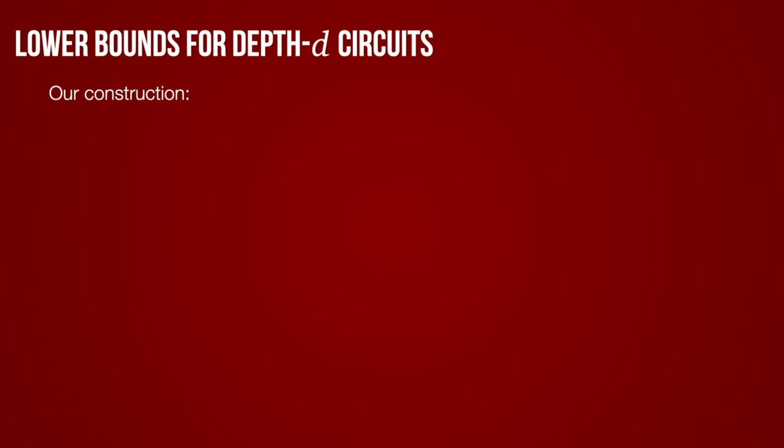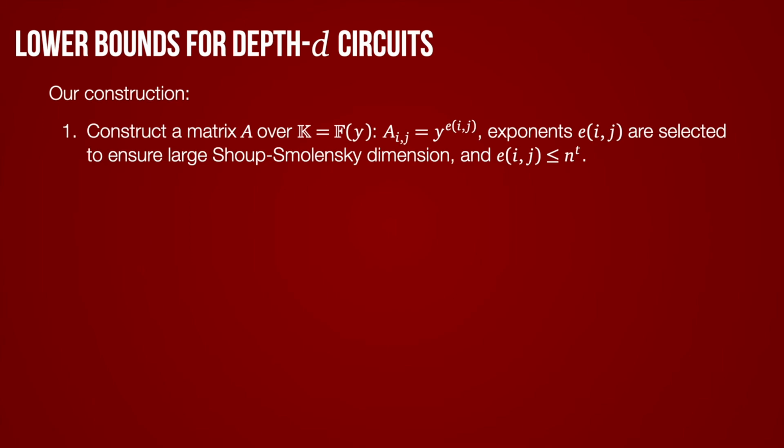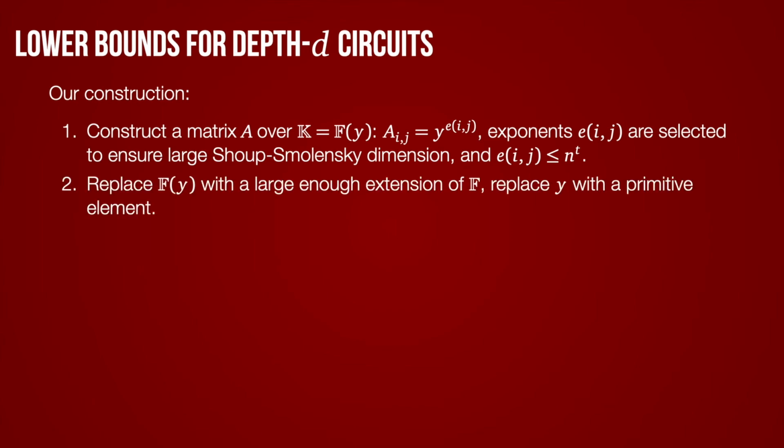Our construction for a matrix which requires large circuits goes as follows. We start by constructing a matrix A over K, which is now the field of rational functions over F in a single variable y. Here each entry is a monomial in y, so a_ij would be y to the e_ij, and we would pick the exponents e_ij to ensure that the Shoup-Smolensky dimension of the matrix is large. We also have some reasonable upper bound on how large these exponents need to be. The problem here is that K is an infinite degree extension over F. So in the second step we just replace F(y) with a large enough but finite degree extension of F, and we replace y with a primitive element of that extension field.